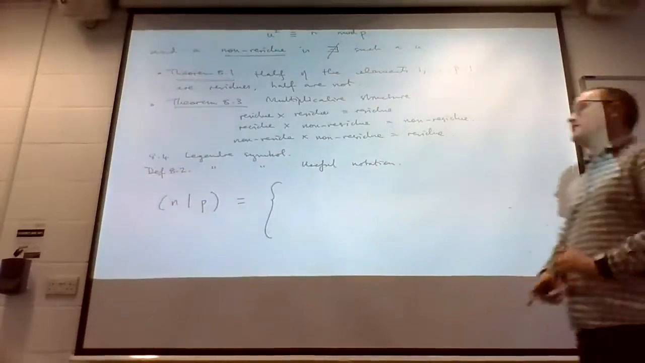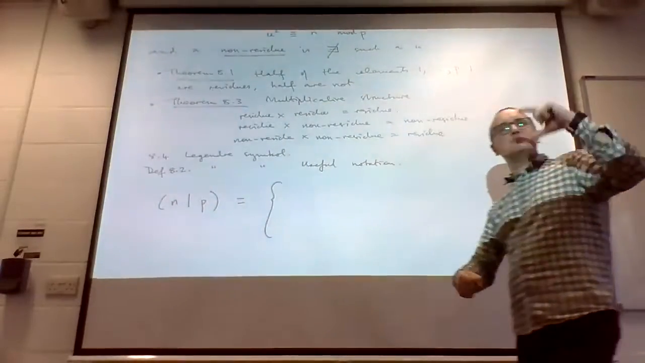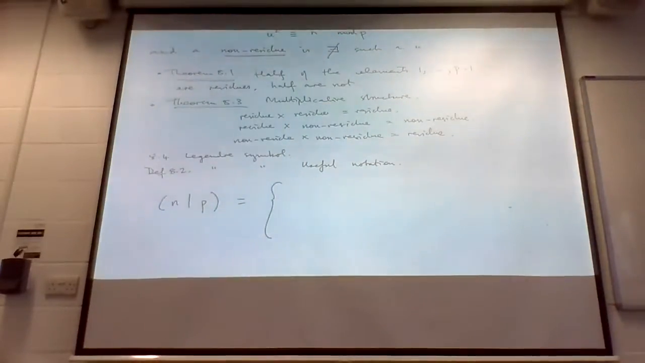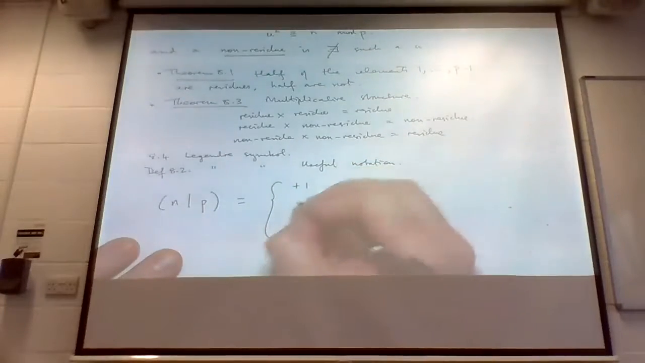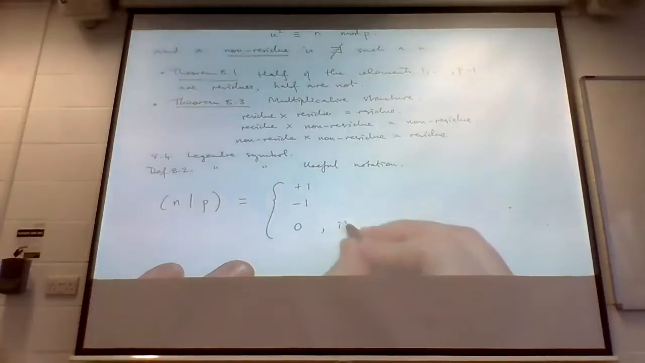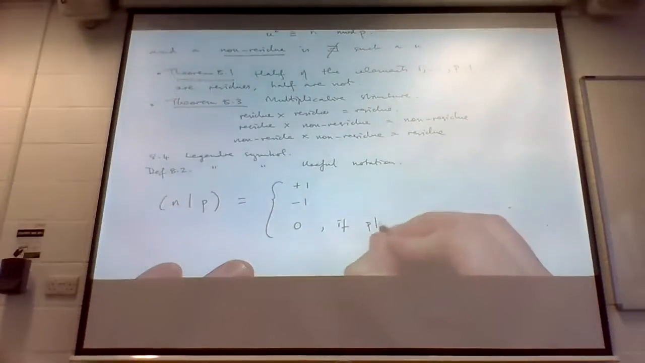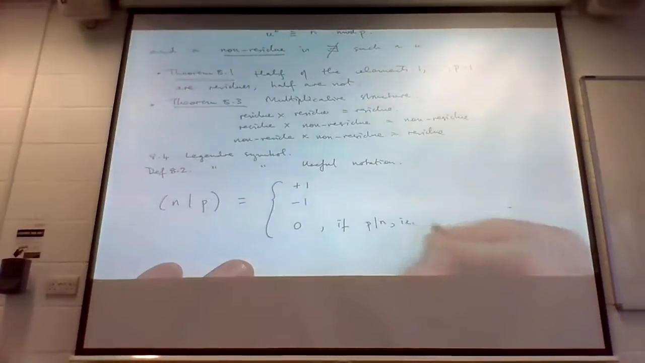It's a pair of parentheses with n, a straight line, and p. The straight line is the same symbol we used for divisibility, but it doesn't mean divisibility here. Here it's part of the Legendre symbol. We mostly think of it taking the values plus or minus 1, but we extend it so that it takes the value 0 if p divides n, i.e. if n is congruent to 0 modulo p.